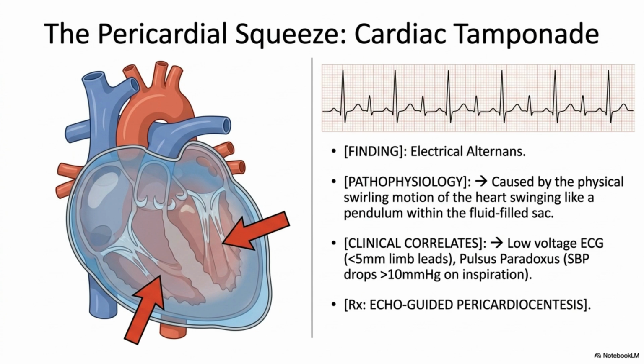In tamponade, fluid in the pericardial sac crushes the heart. On the ECG, look for electrical alternans. The height of the QRS changes beat to beat because the heart is physically swirling inside the fluid. Clinical signs include a low voltage ECG and pulsus paradoxus, a significant drop in blood pressure during inspiration.